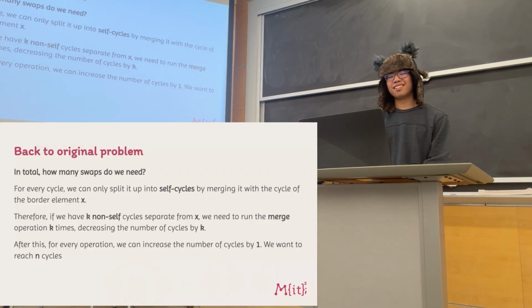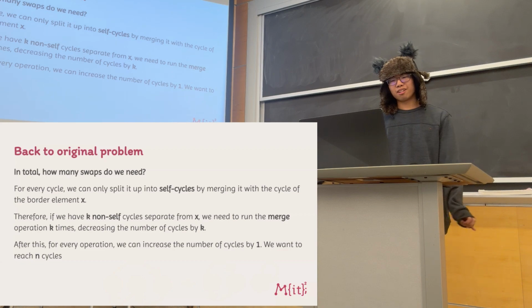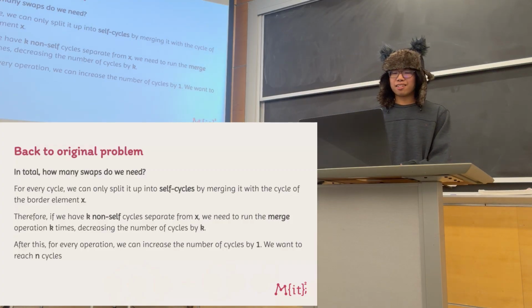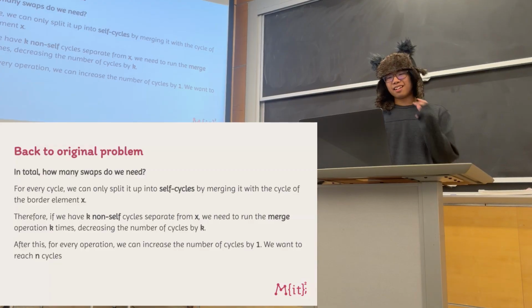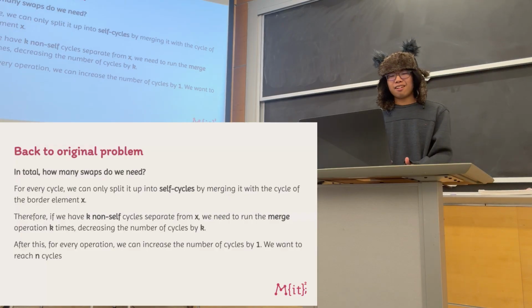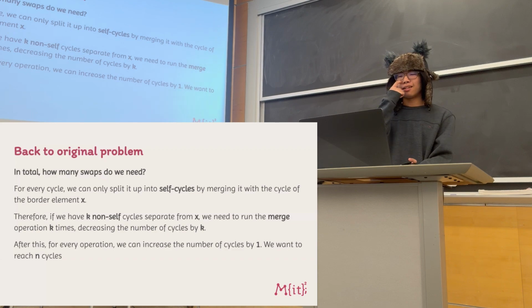And what this does is this decreases the number of cycles by k, because each merge operation decreases the number of cycles. And after this, after we merge everything with the border element, we could just keep running the split operation and increase the number of cycles by 1 every time, because we just split off the element that maps to the border element as its own self cycle, and then it keeps everything else as a big cycle.